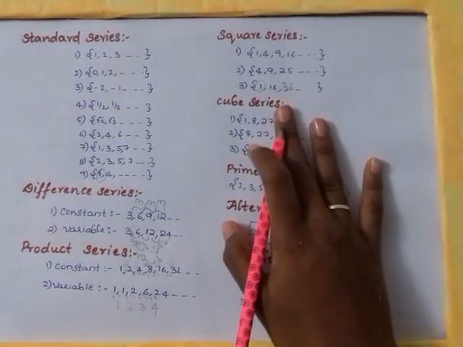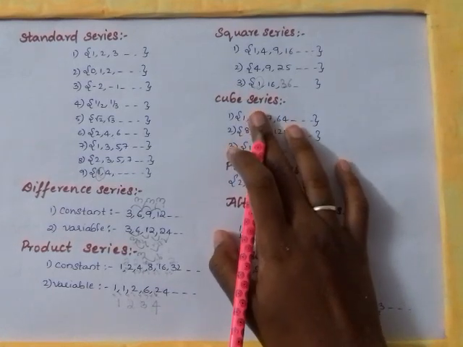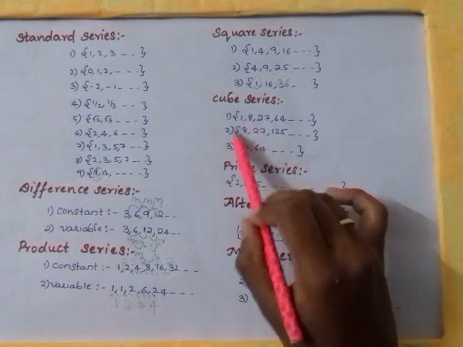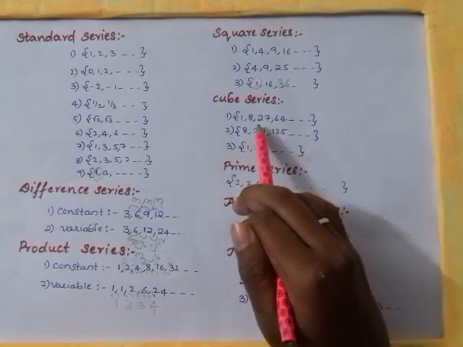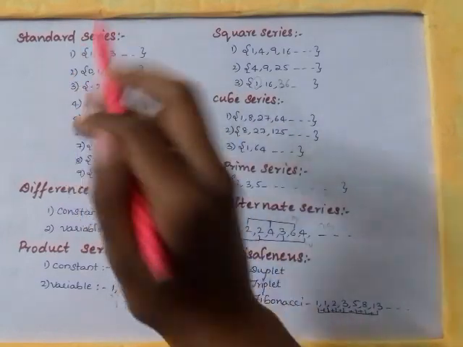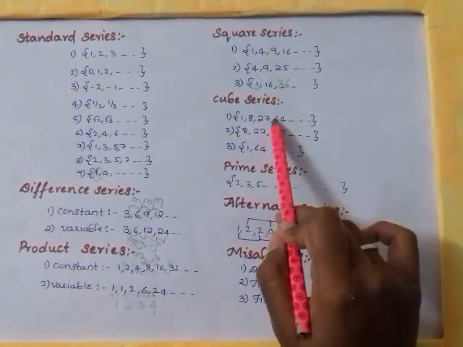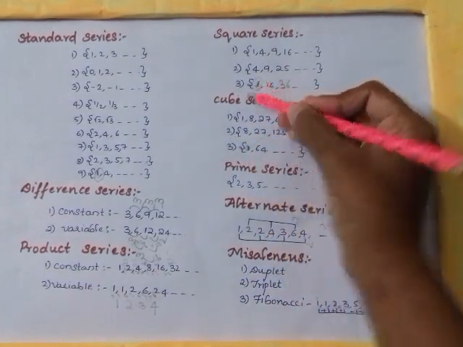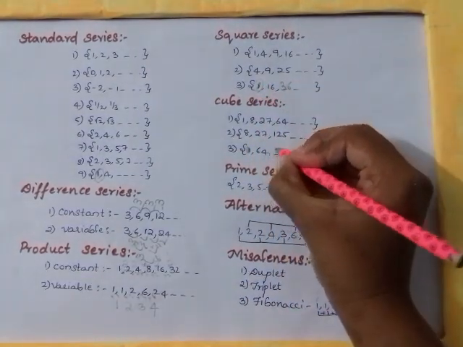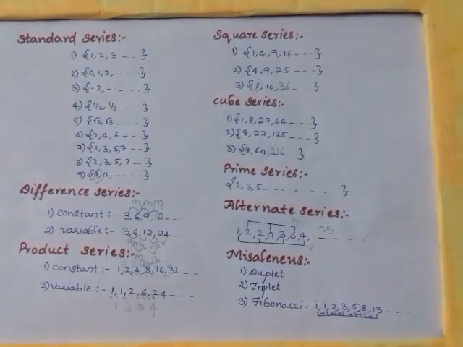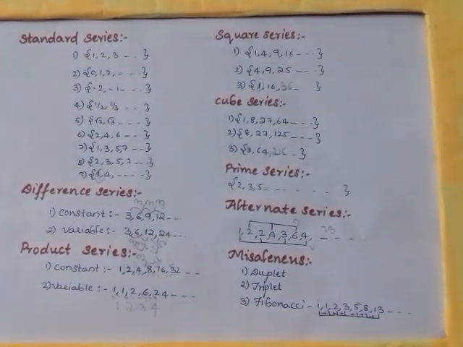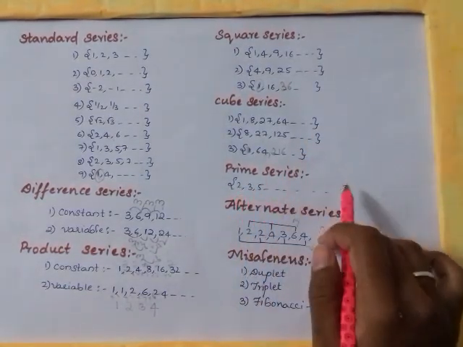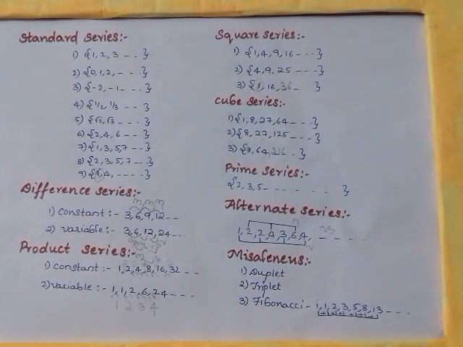Next comes the cube series. Here the cube series are the series where the set of numbers are the cubes of standard series. These are the cubes of natural numbers, these are the cubes of prime numbers, and these are the cubes of composite numbers. Next, the prime series are the series of prime numbers starting from 2 and ending at some infinity.